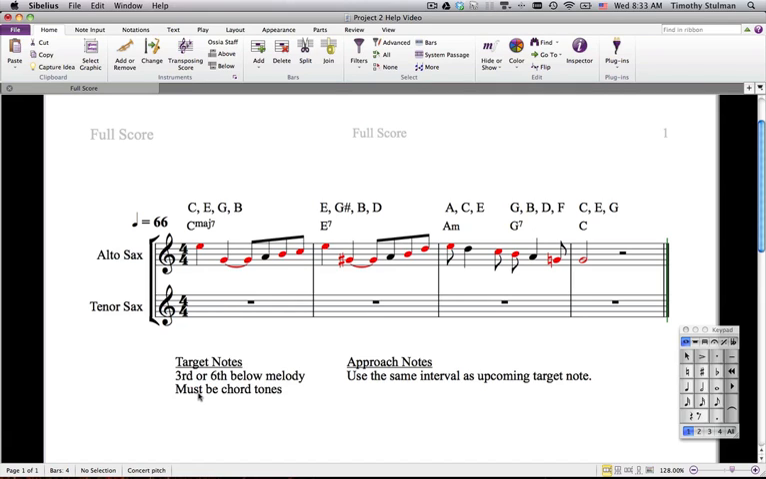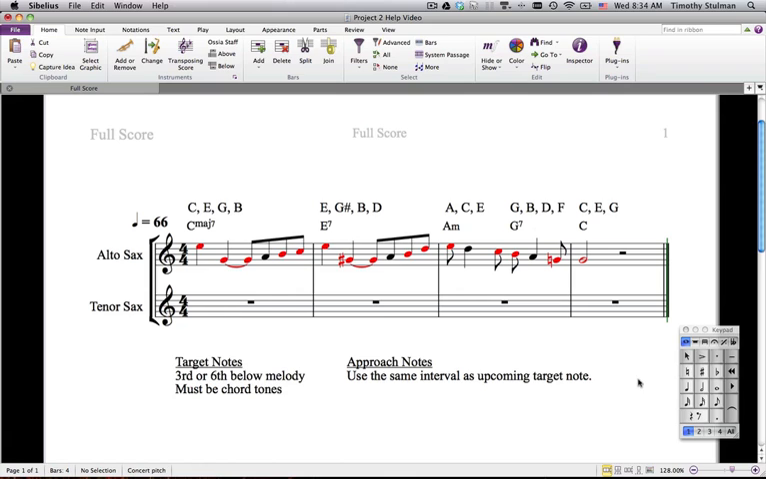Whenever you're harmonizing a melody, either the third or sixth below will be a chord tone. However, sometimes they'll both be chord tones, and in that case, you need to choose the best one. The best harmonization will most closely match the contour of the original melody. The contour is the shape of the line, whether it's high or low, or stepping up or leaping down.